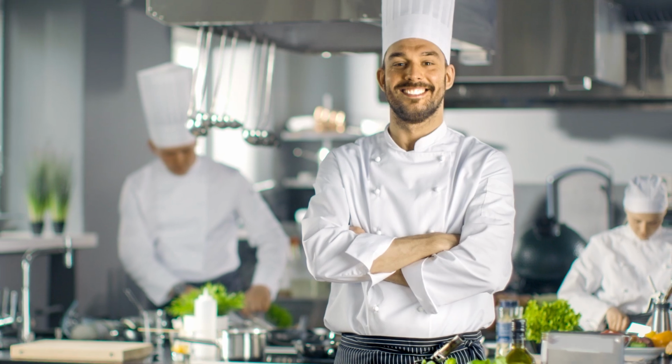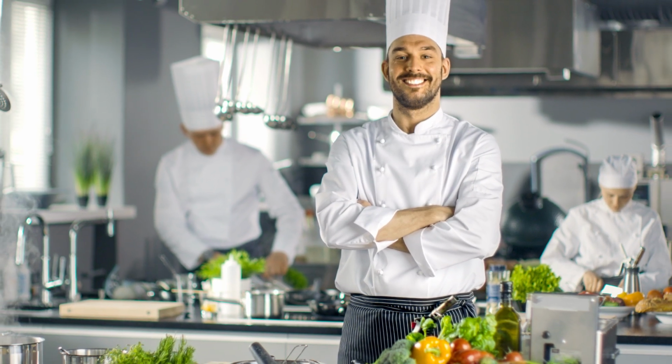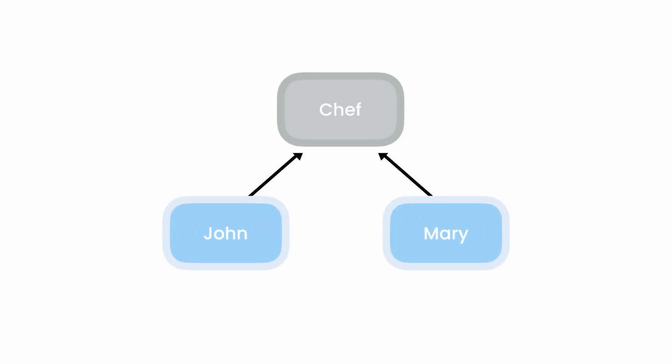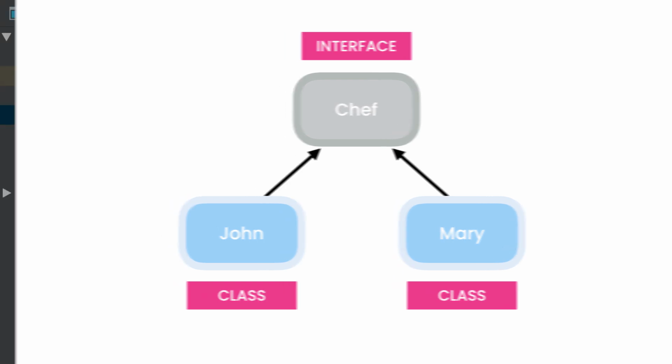Now, I told you that an interface is a contract that specifies the capabilities that a class should provide. So in this example, we can represent the role of a chef with an interface and the actual chefs with classes that implement the chef interface. So this is the idea behind interfaces. With interfaces, we can build loosely coupled applications. Let me show you this in code.